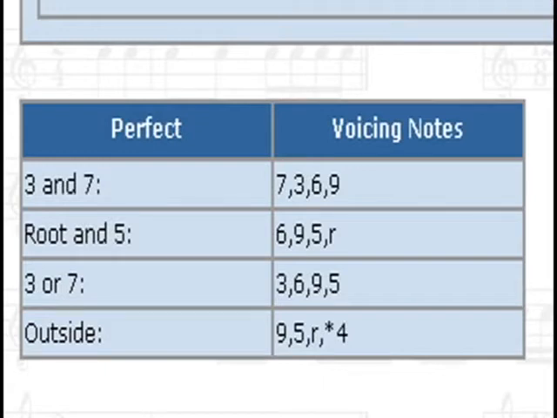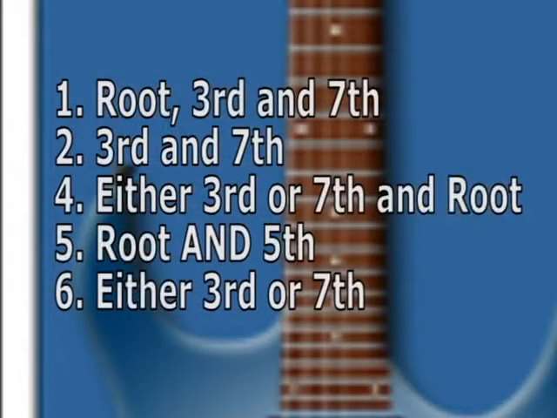The full criteria from the most in to the most out is as follows. First, voicings that contain root, 3rd and 7th, all three notes. Then voicings that contain the 3rd and the 7th, both. And then voicings that contain either the 3rd or the 7th and the root. And then voicings that contain root and 5th, both. And then voicings that contain just either the 3rd or the 7th. And the rest, which are the voicings that have tensions, unstable notes, and outside notes.